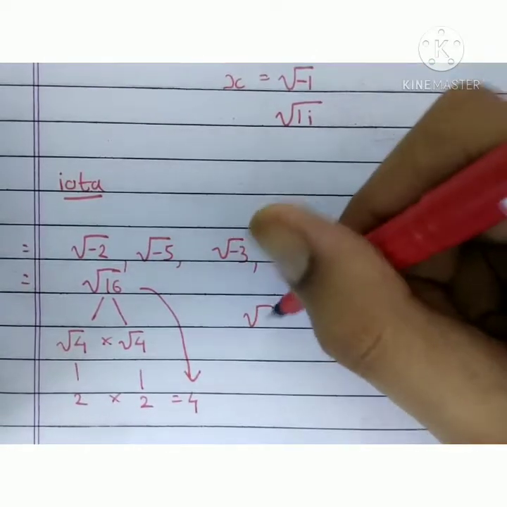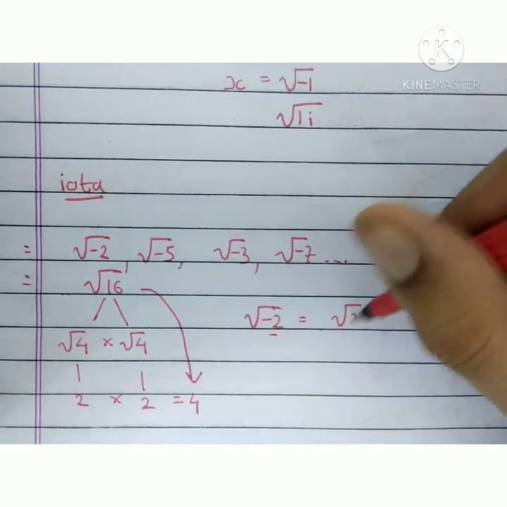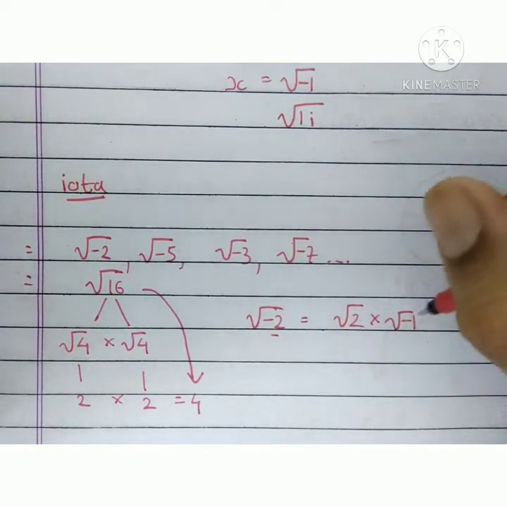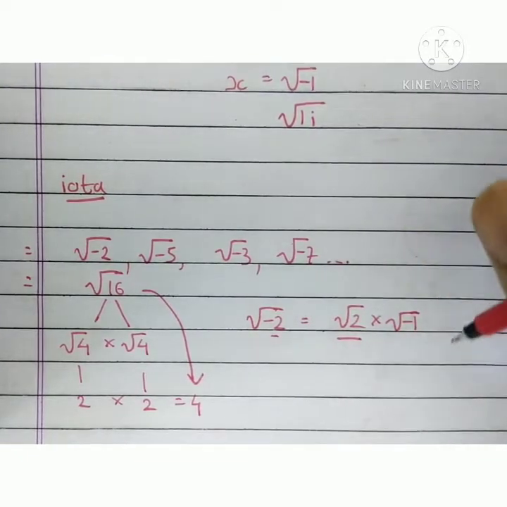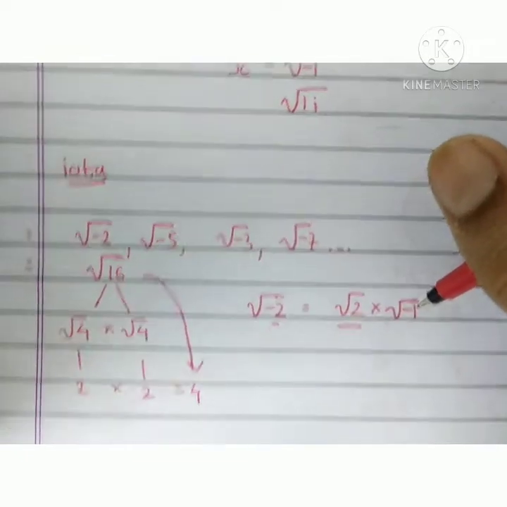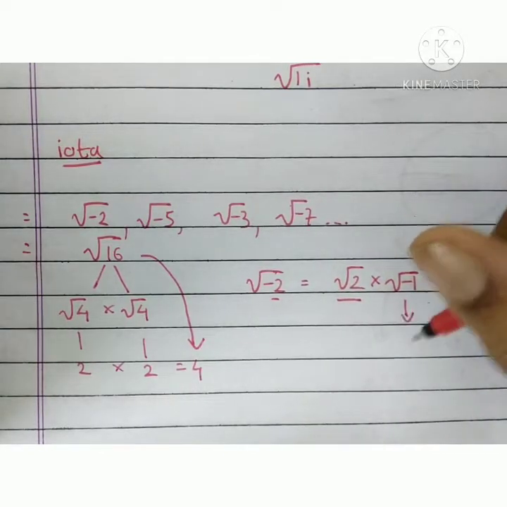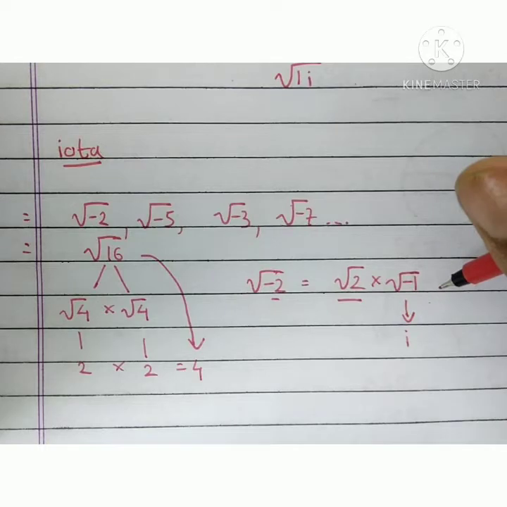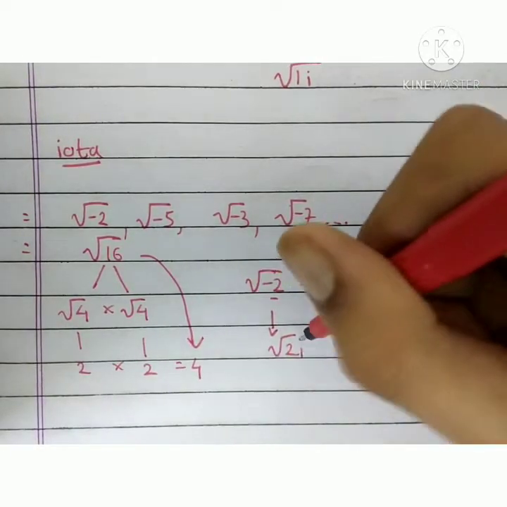Let's see. Root minus 2 would be what? 2 is a prime number. Root 2 into root minus 1. Right? Euler knew about root 2, but he had no idea about root minus 1. So he invented a whole new number which was known as iota. Iota represented root minus 1. So root minus 2 could be written as root 2 i.